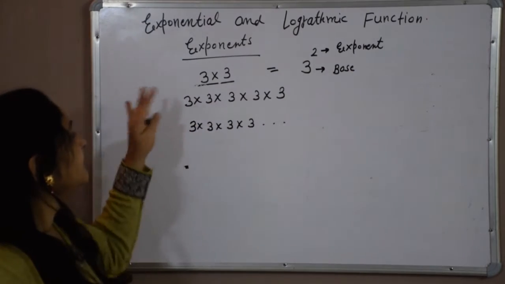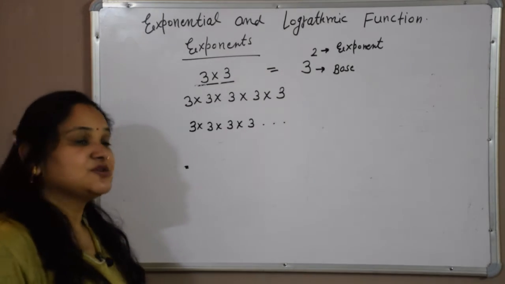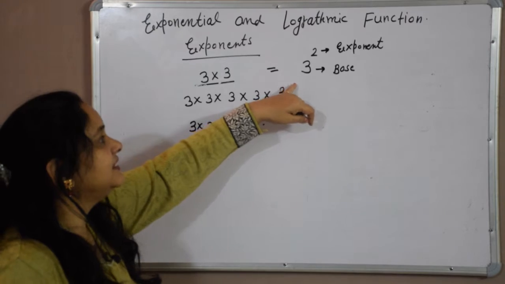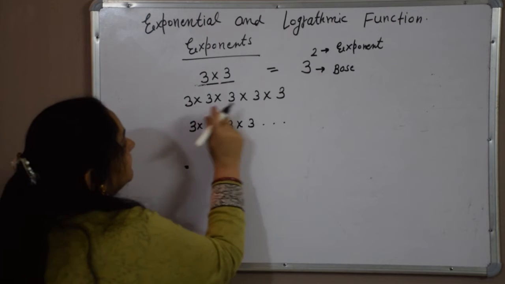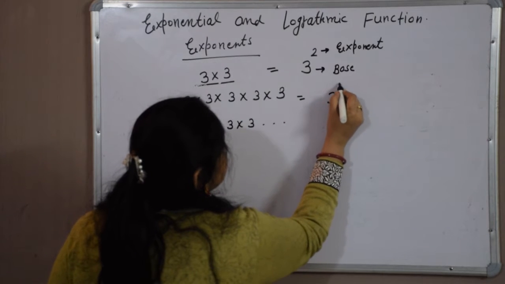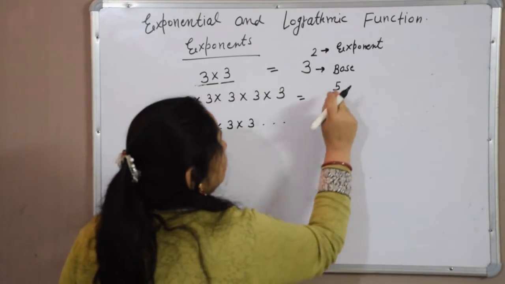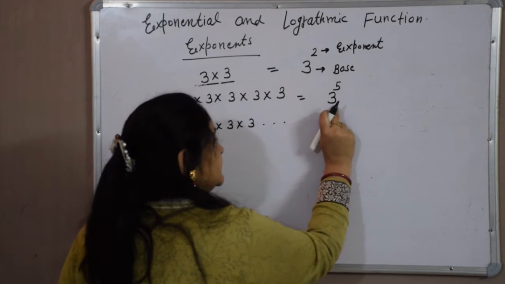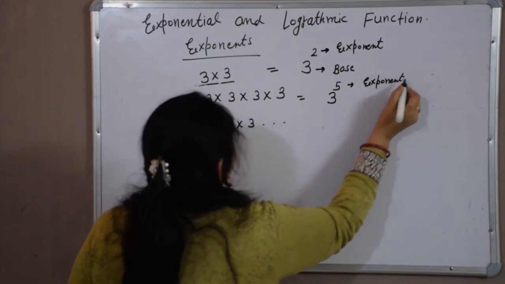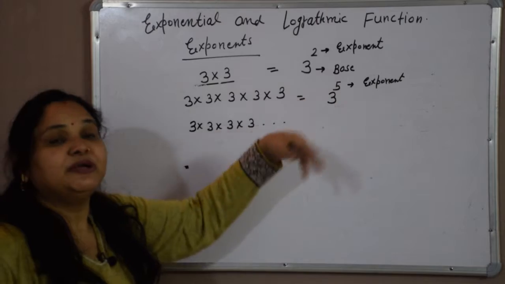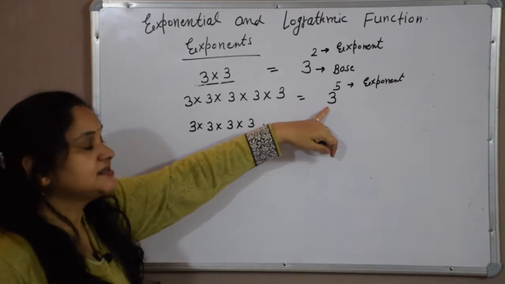This is the concept. If a number is multiplied with itself, how many times? That is called the exponent. Here 3 is multiplied with itself 2 times. Therefore here the exponent is 2 and 3 is our base. And here 3 is multiplied with itself 5 times, so we write 3 raised to power 5, where the base is the same, 3, and 5 is our exponent. So generally we take the base as constant and the exponent gets varied. So generally we take this as variable and this as constant.